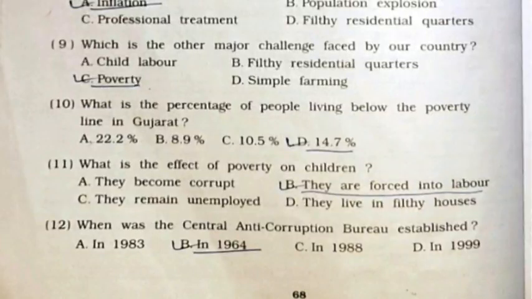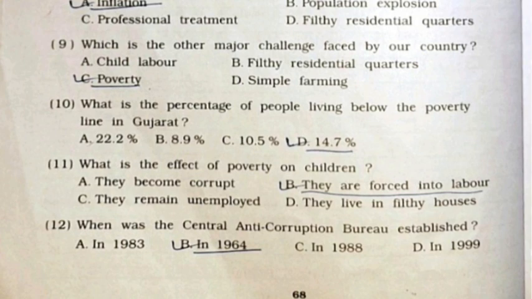Ninth, which is the other major challenge faced by our country? It's option number C, poverty. 10th, what is the percentage of people living below the poverty line in Gujarat? It's option number D, 14.7%.